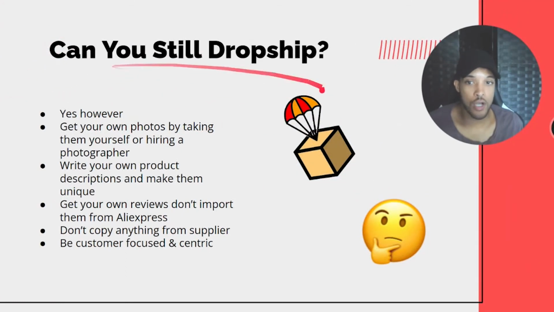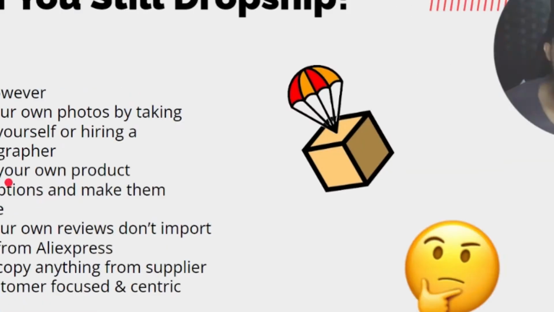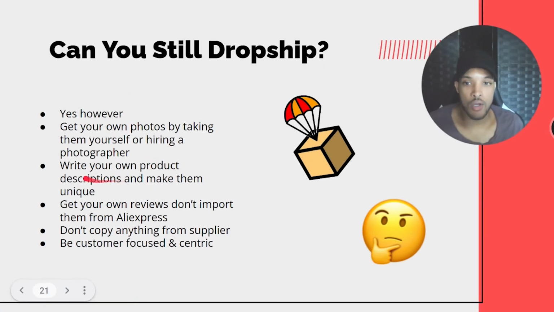So yes, you can still drop ship, but like I said, take your own photos or hire a photographer or send it to an influencer. Get these types of things going. Write your own product descriptions, make them unique. Don't import reviews. If you don't have any reviews, that's better than importing reviews, because that's going to get you auto banned. You also don't want to copy anything from the supplier. Always think about the customer. If you have to get reviews from friends and family that use the product, send it to them. They can give honest reviews. You don't want to game the system.